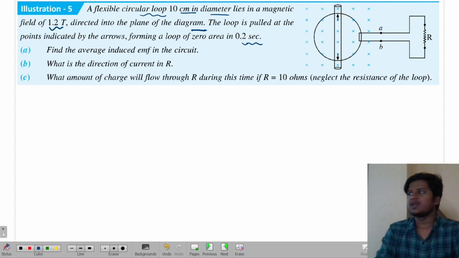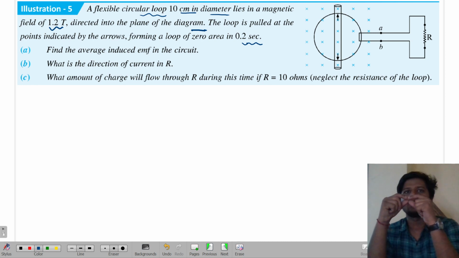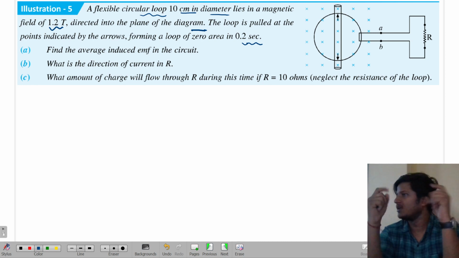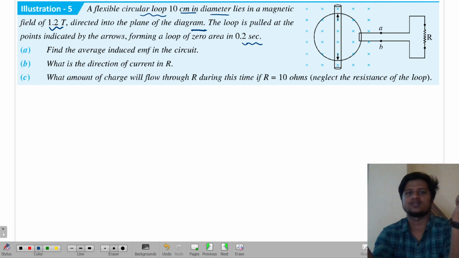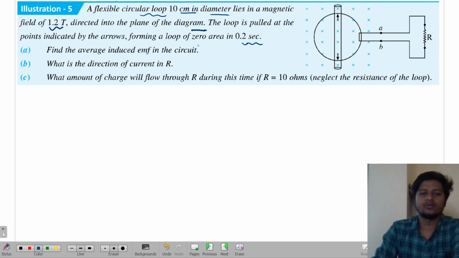If a circle is flexible, have you seen a rubber band or not? If it is in normal shape, it will be a perfect circle. But if it stretches from both the points, does it become a straight wire or not? Tell me yes or no. So that's what it is saying. The loop is becoming of zero area in 0.2 second. Find the average induced EMF in the circuit.